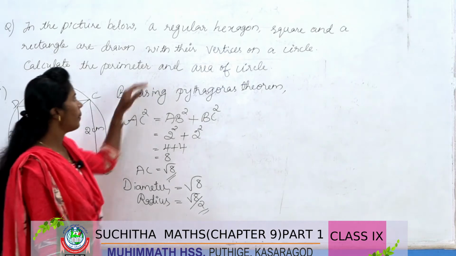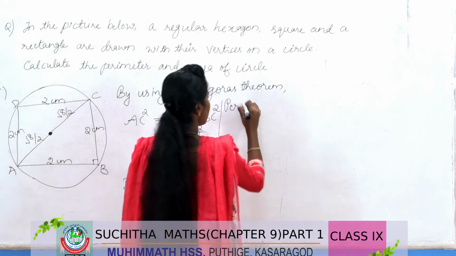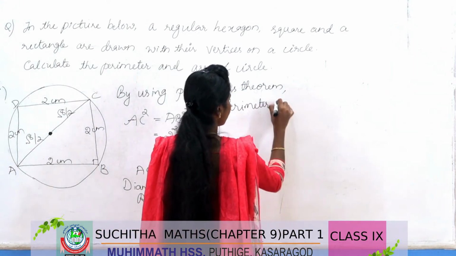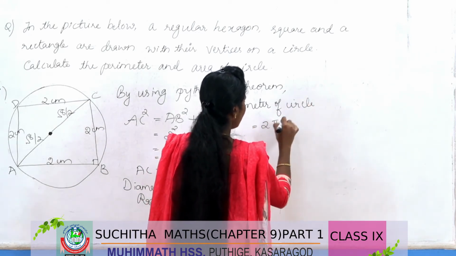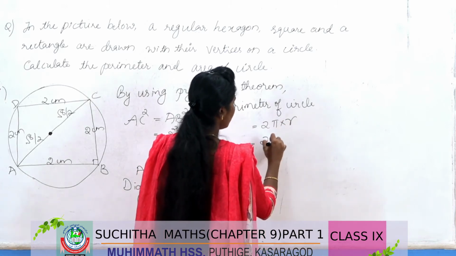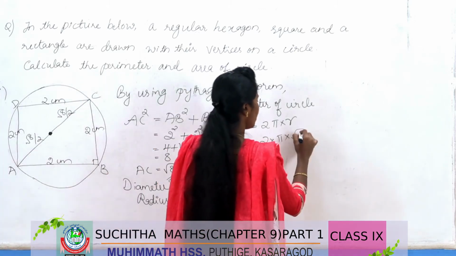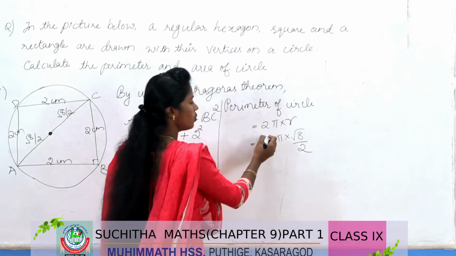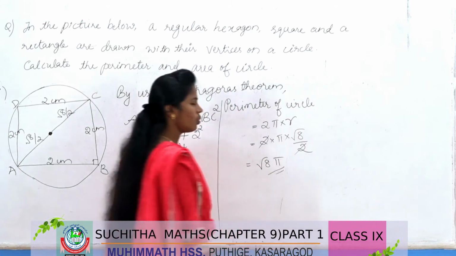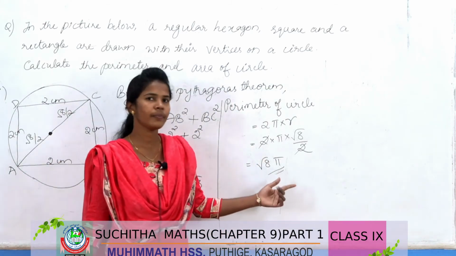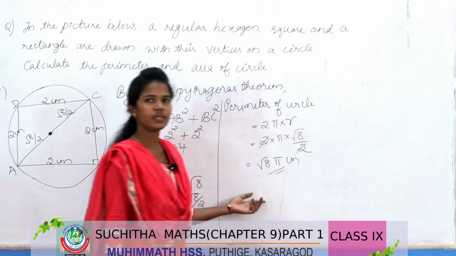Now calculate perimeter of the circle. Equation is perimeter of circle equal to 2 into pi into r. That is 2 into pi into r, r is radius. Radius is root 8 by 2. Here 2 cancelled. That is root 8 into pi. No need of applying the value of pi. Okay. Root 8 pi centimeter is the perimeter of circle.